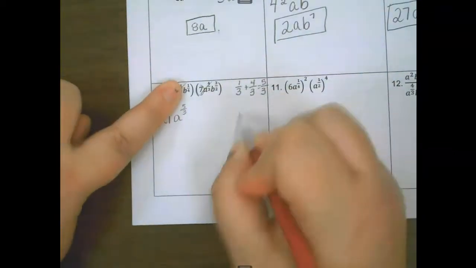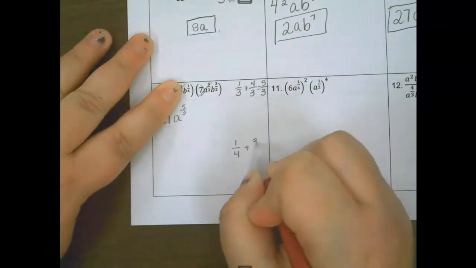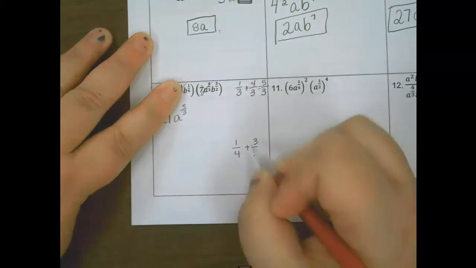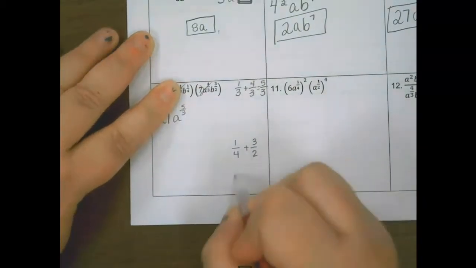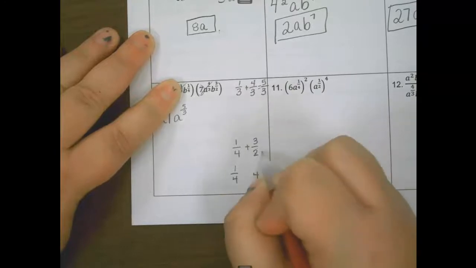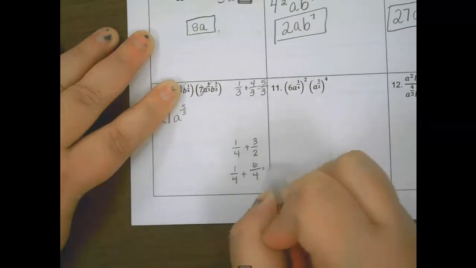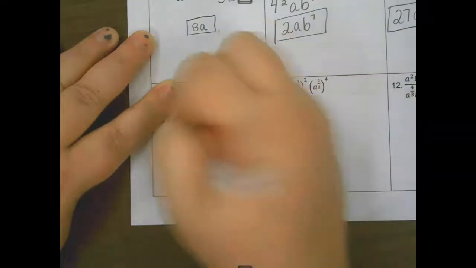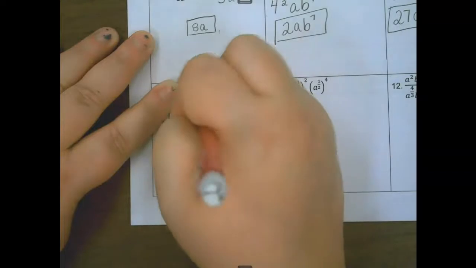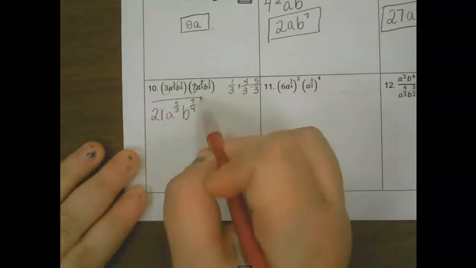For b, I have 1/4 plus 3/2. So I need to have a common denominator. So I'm going to keep my 4. I'm going to change this to 4. 2 times 2 is 4. 3 times 2 is 6. Which is 7/4. So b to the 7/4. No more combining I can do, so I am done.